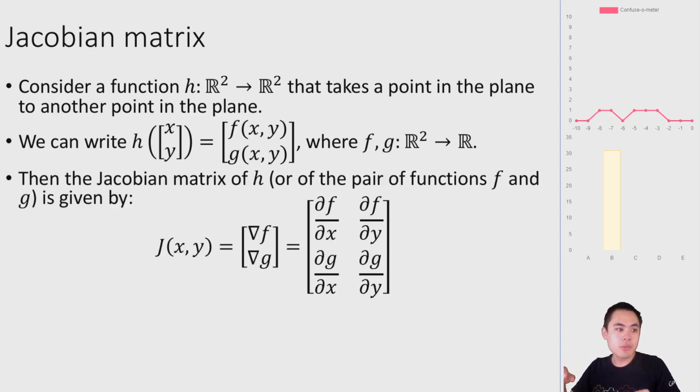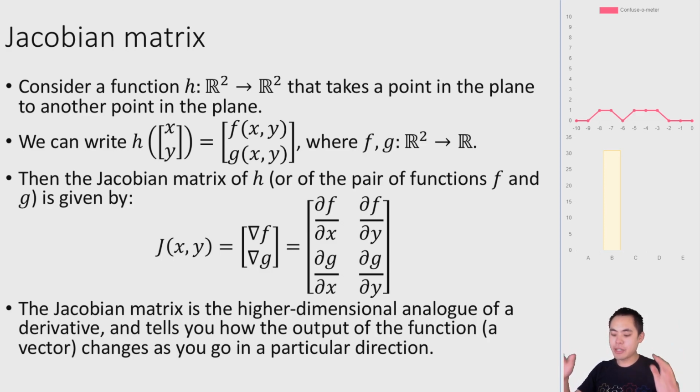Well, the Jacobian matrix of H, or the pair of functions f and g, is given by these two gradients together. So you're looking at the gradients of both of these two functions f and g, and that gives you this bigger thing, which is, in some sense, the higher dimensional analog of a derivative, and it tells you how the output of a function, which is a vector, changes as you go in a particular direction. This gets a little bit complicated, but we do need to know this because this matrix ends up being super important for understanding the behavior of a system. So later on, we'll have to compute the eigenvalues of this matrix, and that'll tell you something important about the differential system.